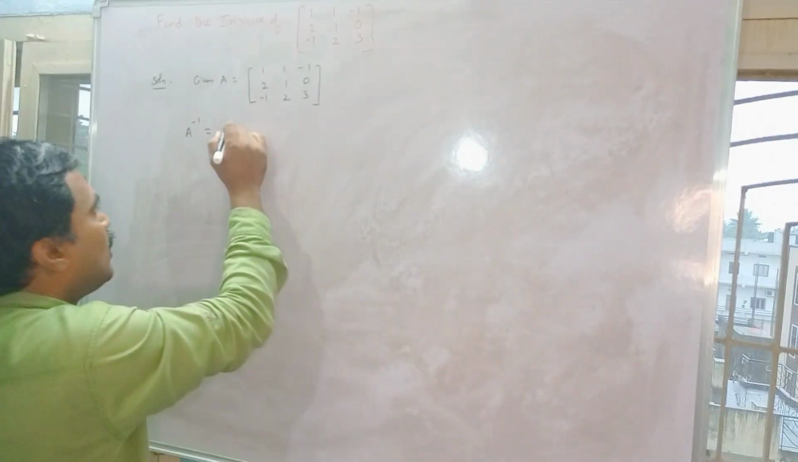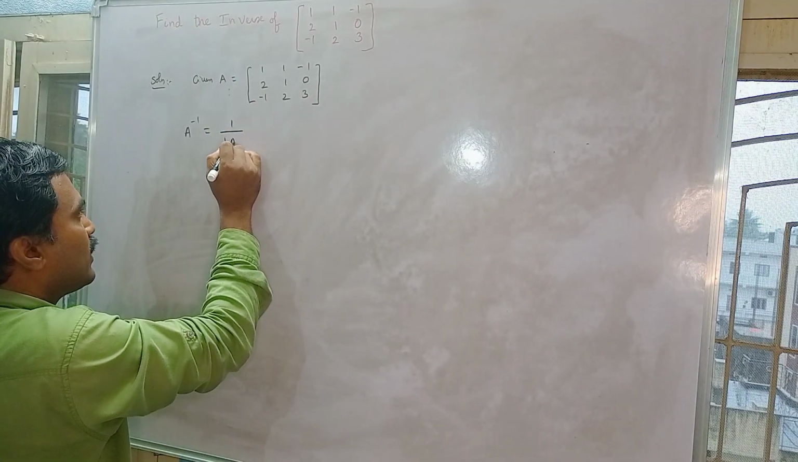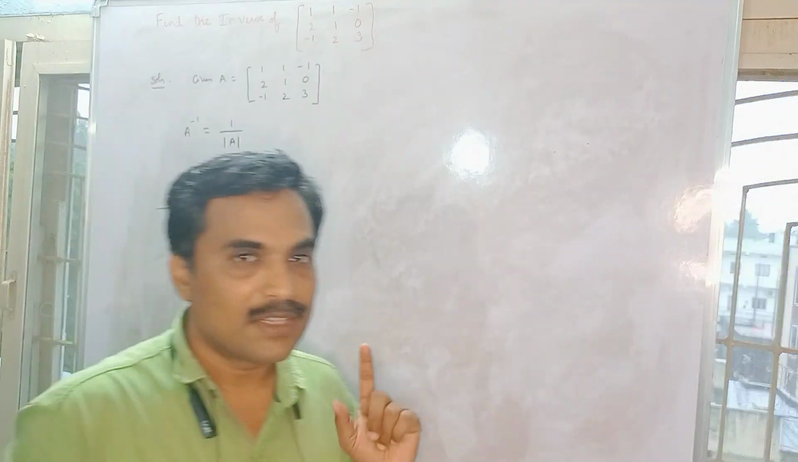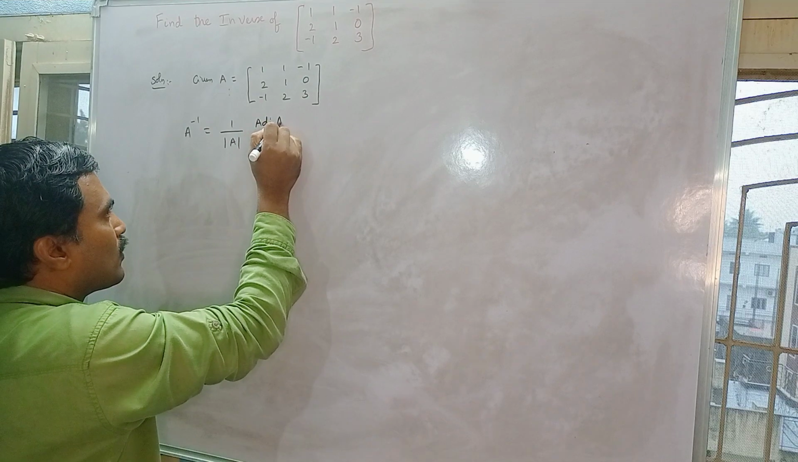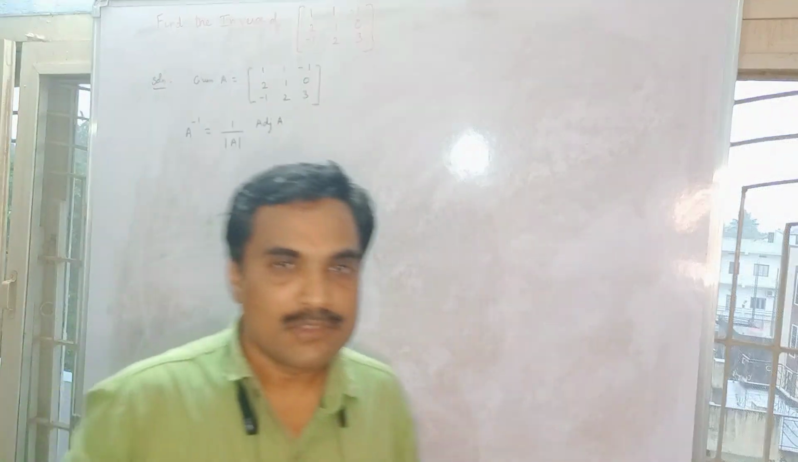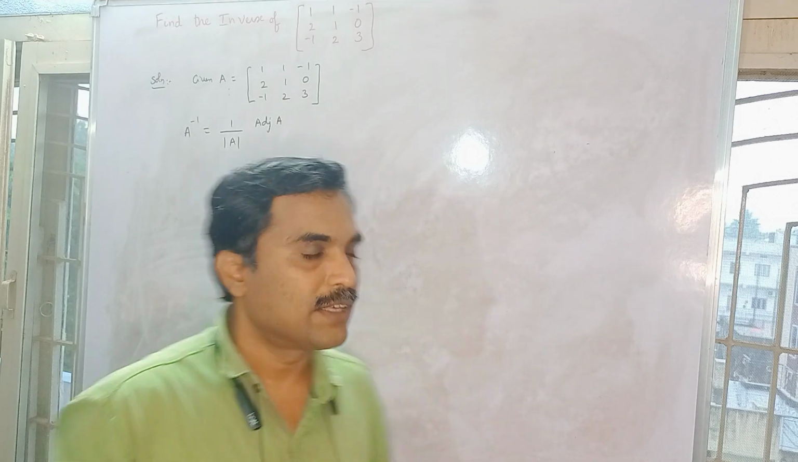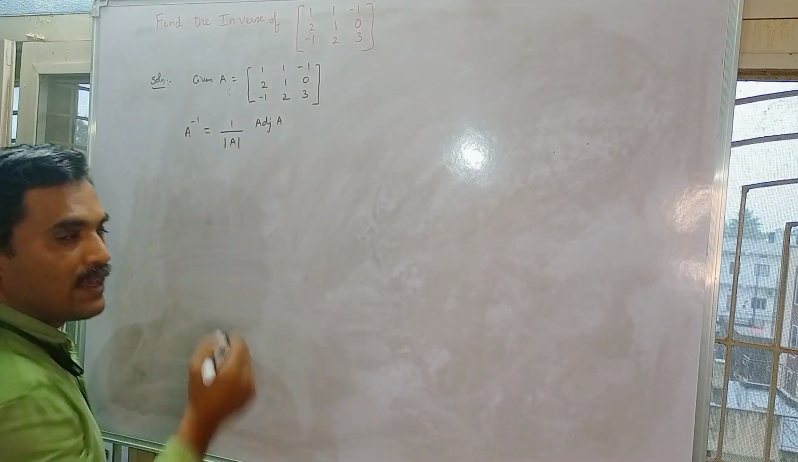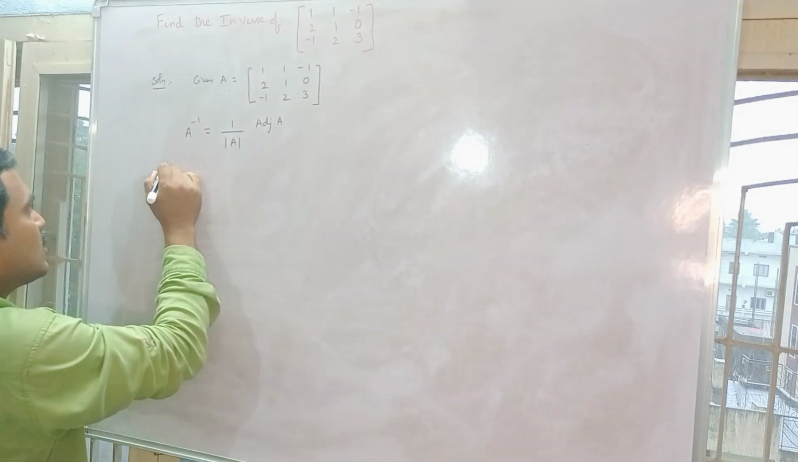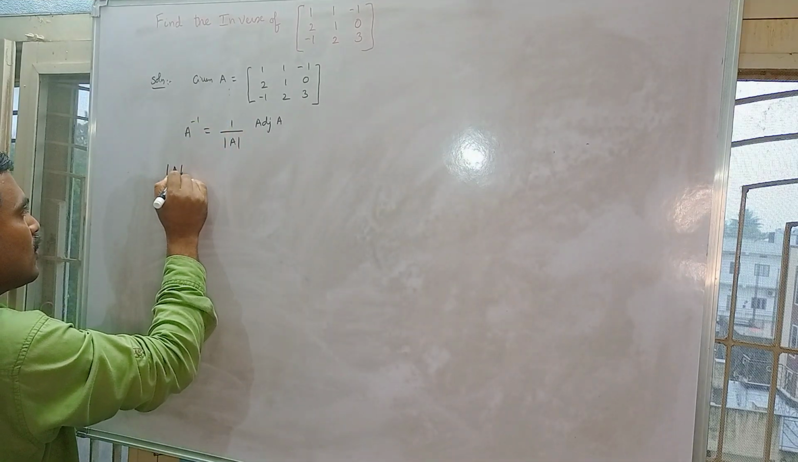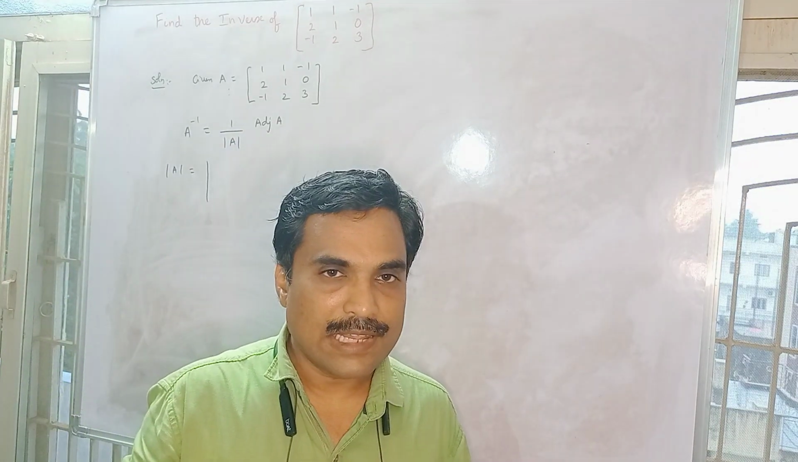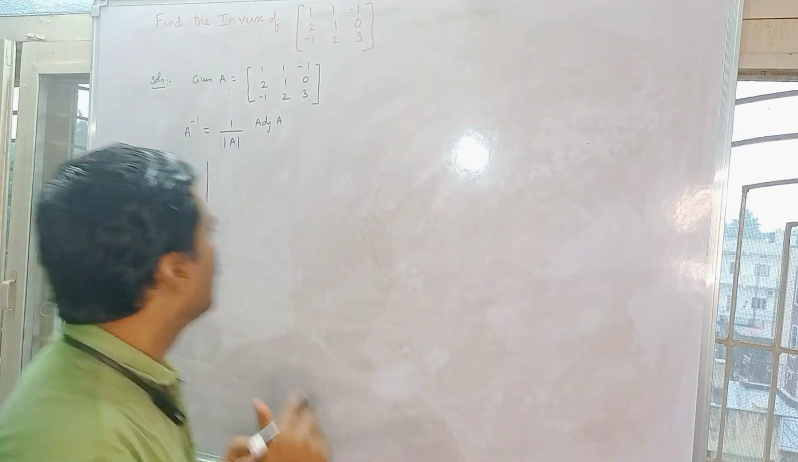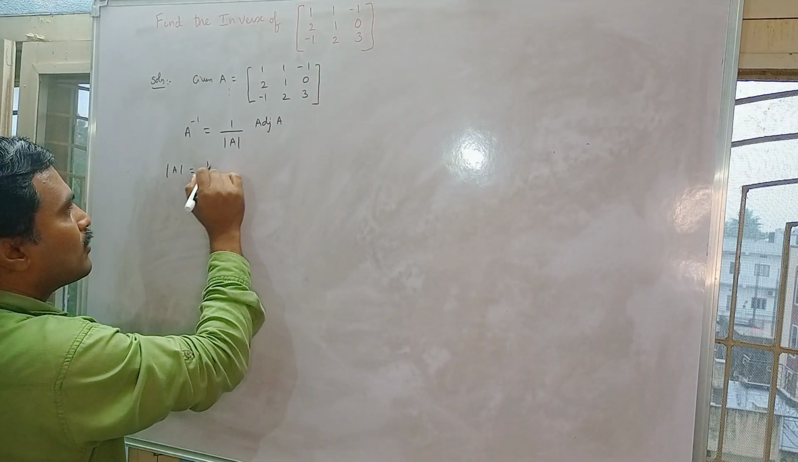As you know, A inverse can be obtained by using this formula, that is A inverse equal to 1 by determinant of A into adjoint A. So first we will find the determinant of A. You have to enclose all these 9 elements in vertical bars, so it is a determinant of order 3.